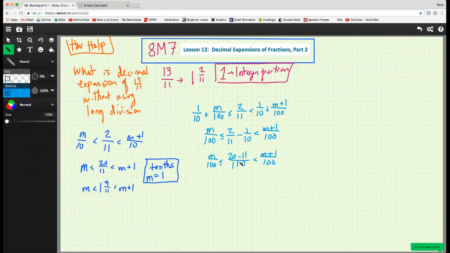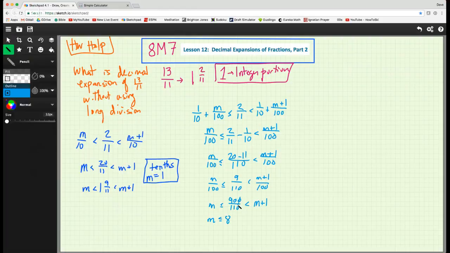This is 9 over 110. So m over 100 is less than or equal to that, less than or equal to m plus 1 over 100. Multiply everything by 100, and you get m is less than or equal to 900 over 110 is less than m plus 1. Nope, not over 100, just m plus 1. And so this here is 8. M is less than or equal to 8.